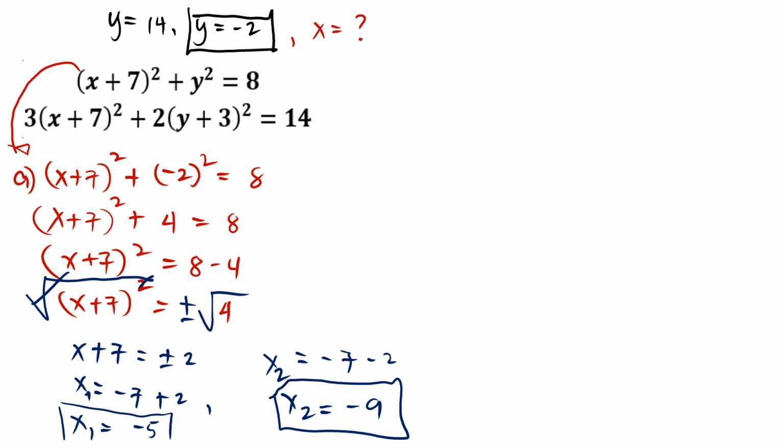Therefore, we have two solutions. The first solution is negative 5, negative 2, and the second solution is negative 9 and negative 2. So this is the solution to the system. Verifying if this is really the point of intersection of the two equations, made up of a circle and an ellipse.